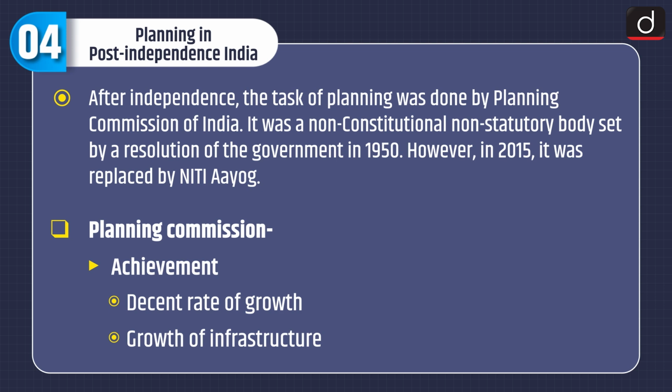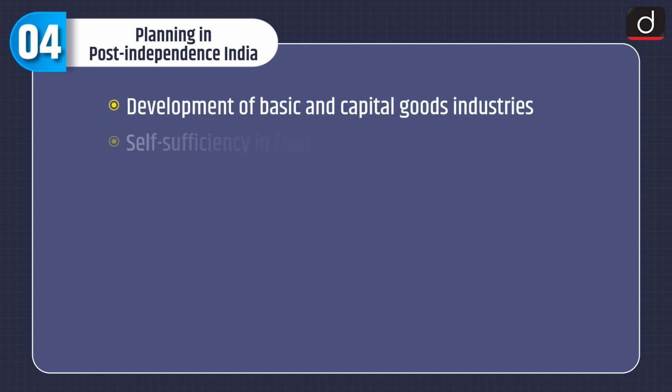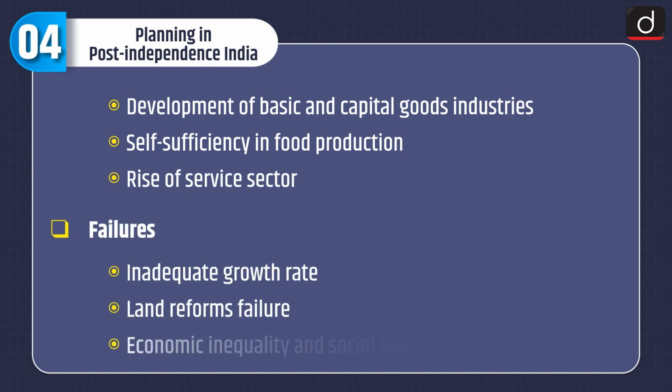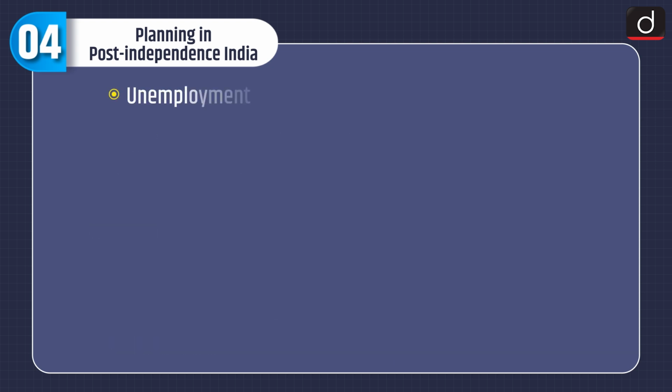Planning Commission. Achievements: decent rate of growth, growth of infrastructure, development of basic and capital goods industries, self-sufficiency in food production, and rise of the service sector. And failures: inadequate growth rate, land reforms failure, economic inequality and social injustice, unemployment, regional imbalance, and policy fatigue.